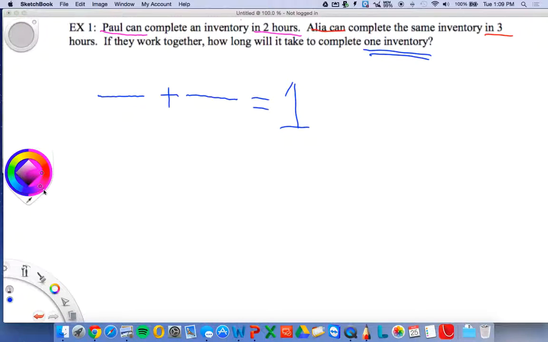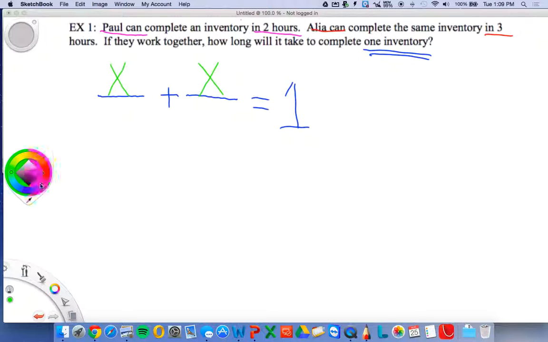The next thing you're going to do is always put the total time they work together in the numerator. Now, we don't know how long it's going to take them to complete. That's what we're asking here. So let's just put the total time as X. We don't know how long it's going to take.